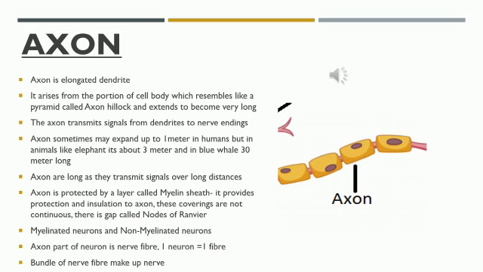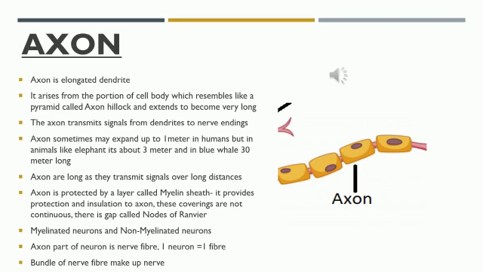Next is the axon. This axon is an elongated dendrite. It arises from the portion of the cell body, or cyton, which resembles a pyramid. This looks like a pyramid from where the axon actually arises, and that is called the axon hillock, and it extends to become very long. What is the function of the axon? It transmits the signals from the dendrites to the nerve ending. When you look at the overall picture of the neuron, you can see the nerve ending. Till there it transmits the signals.